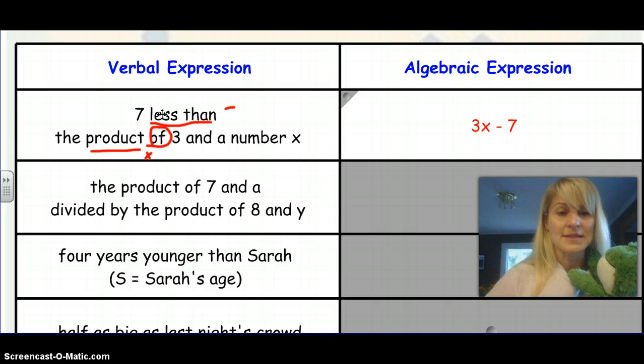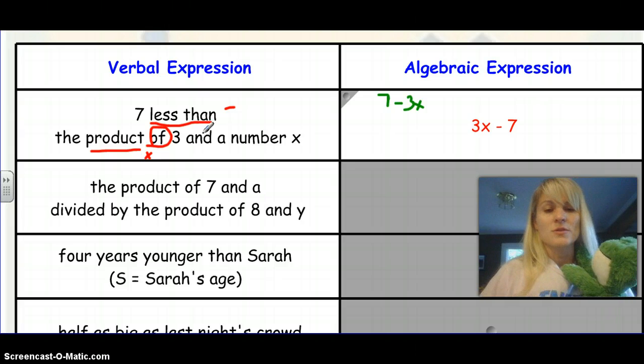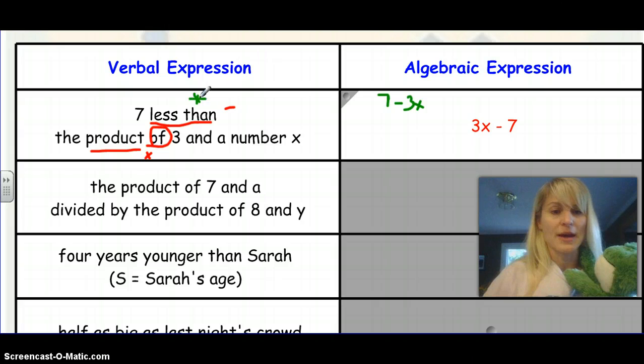Often these less than words are a problem for students. Often they want to write it like 7 minus 3x. Because they just look at that and they say that's minus, so 7 minus 3x, but that's not what that's saying. This is saying 7 smaller than this answer right here. So this one, we want to put a little star by. This one's always a problem for everybody. We need to take the answer here minus 7. All right, so this is a good example of a written expression and algebraic expression.